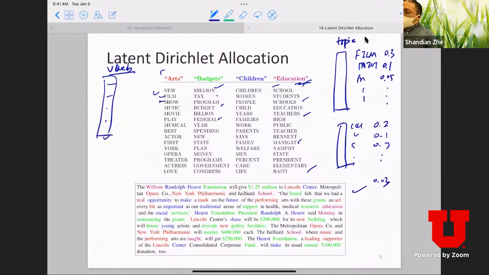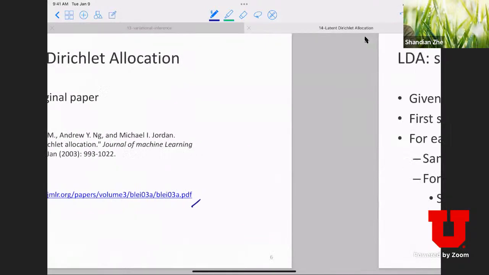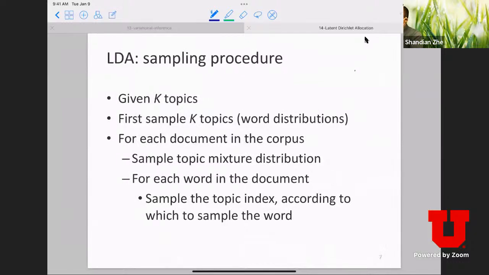So this is our original paper. If you're interested, you can take a look at this. This is one of the most classical papers in machine learning. So now we want to introduce the LDA model. As we mentioned, any Bayesian model actually defines a sampling procedure to generate the observed data. For the LDA model, the data is just a collection of articles, a collection of documents.